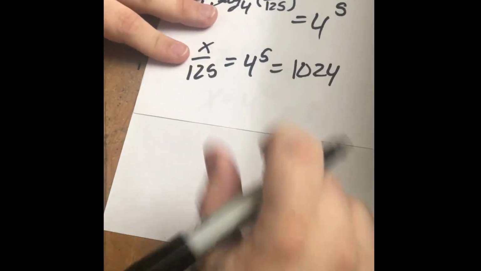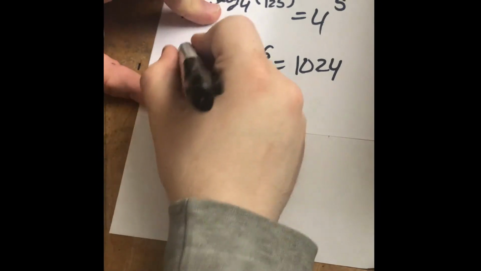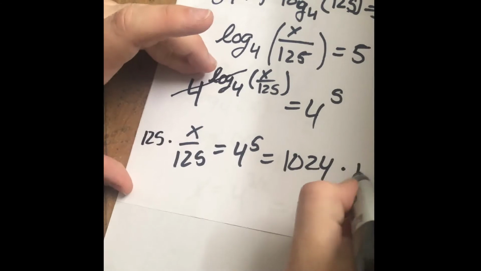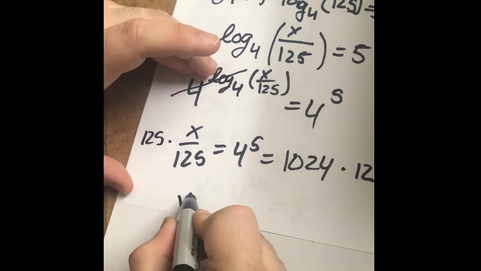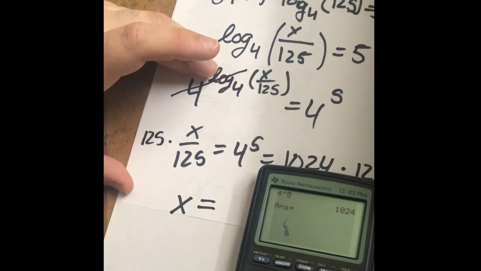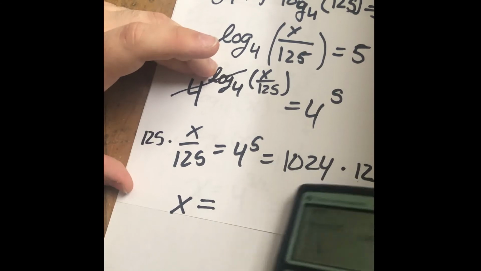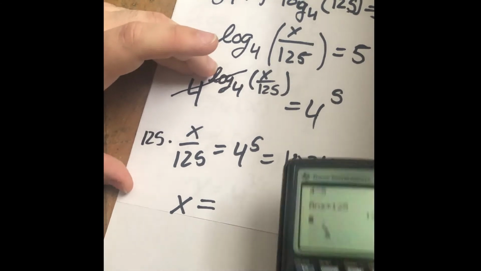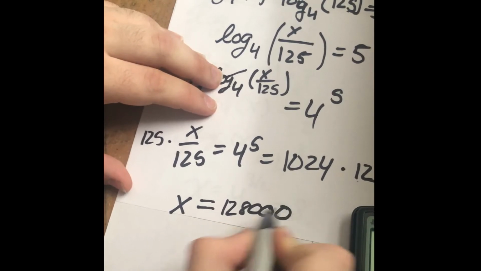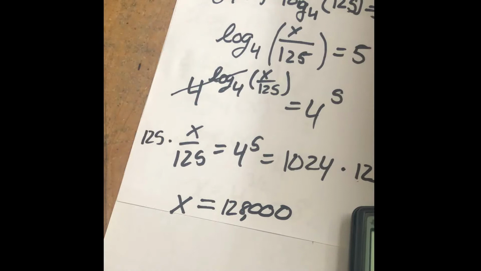And I can say, I can multiply both sides by 125. So we end up with x is equal to that big number, 128,000. So this one didn't end up being very nice, but it still works.